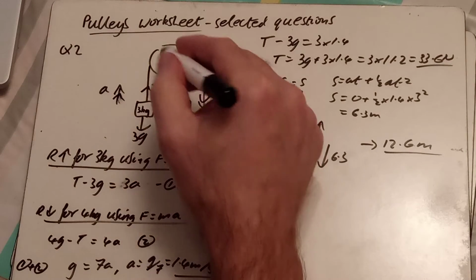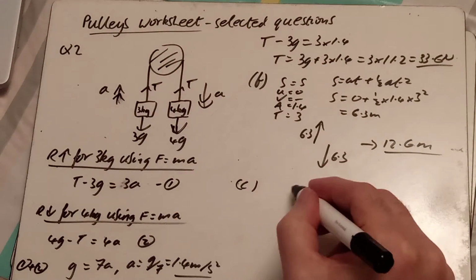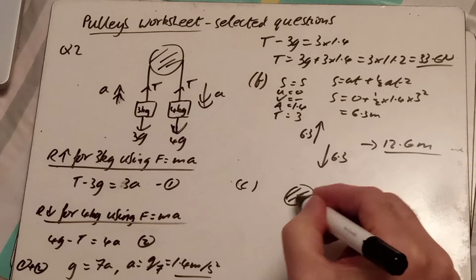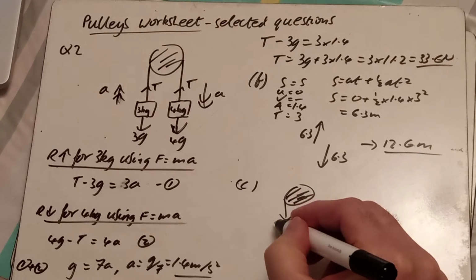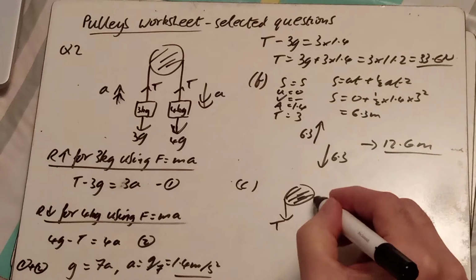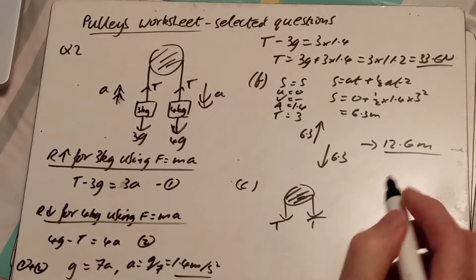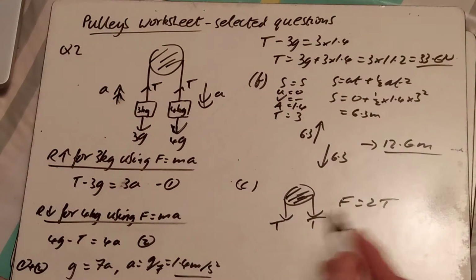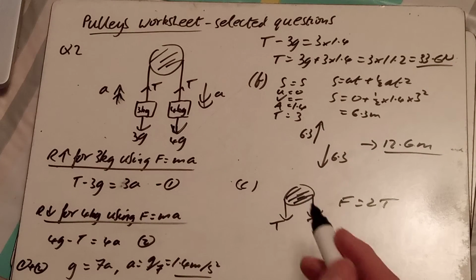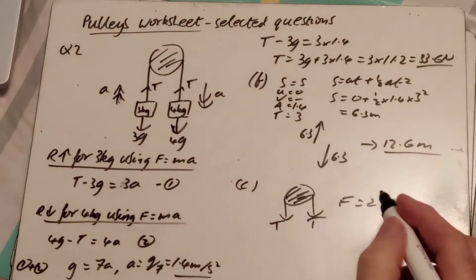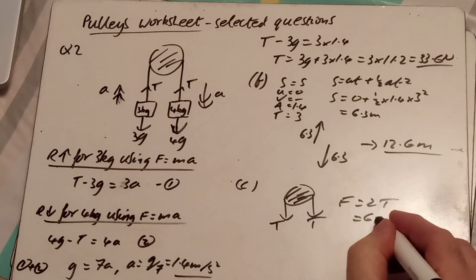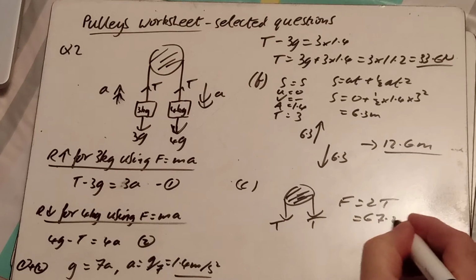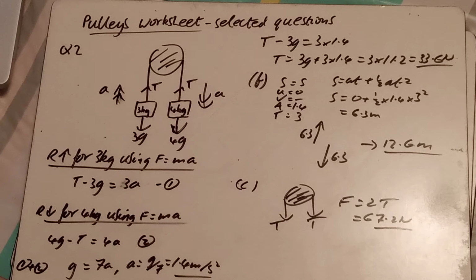Now if I look at the peg itself and consider the forces on that, all it is is whatever T is, twice. The force is 2T. It's not mass times acceleration because the peg's not going anywhere. So it's 2 times 33.6, which is 67.2 newtons. And that's it.